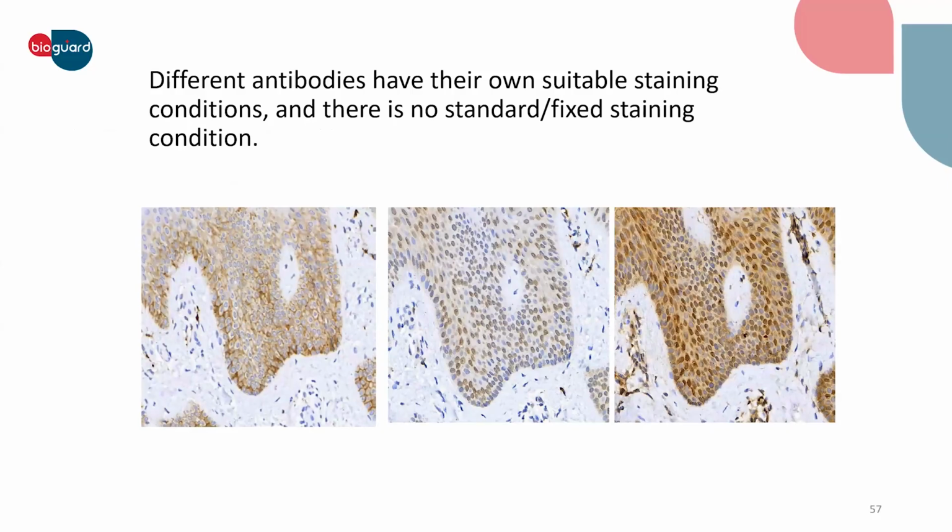These three photos are the same views of an IHC section with different staining conditions. You can see the different staining intensities. Different antibodies have their own suitable staining conditions, and there are no standard staining protocols. You should try to find good conditions.